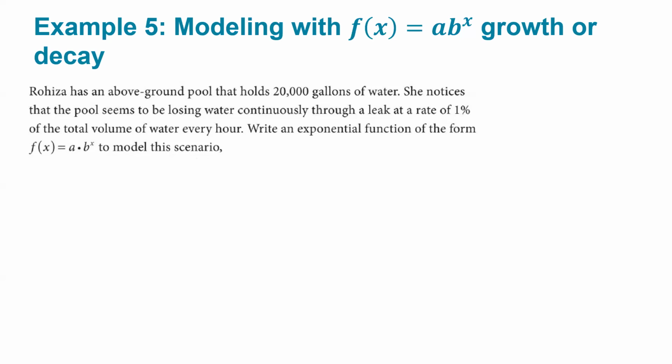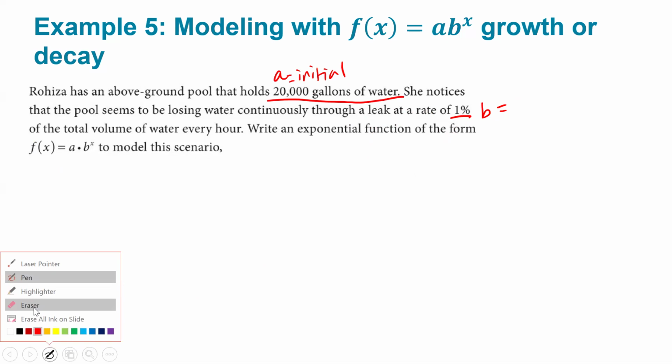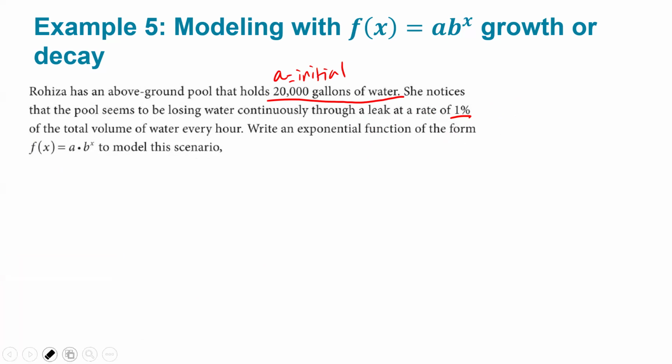Write an exponential function of the form f of x equals a times b to the x to model the scenario. Okay, so keeping this in mind, we talked about our initial. So with a word problem, your a value is going to be your initial value. We also talked about that with the word problem, you have to find your percent change. How is it changing? So, our change that's taking place. It's not our B. We're going to use our percent change to find our B.